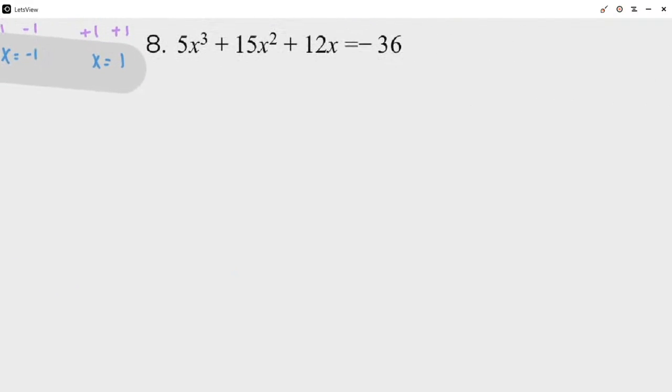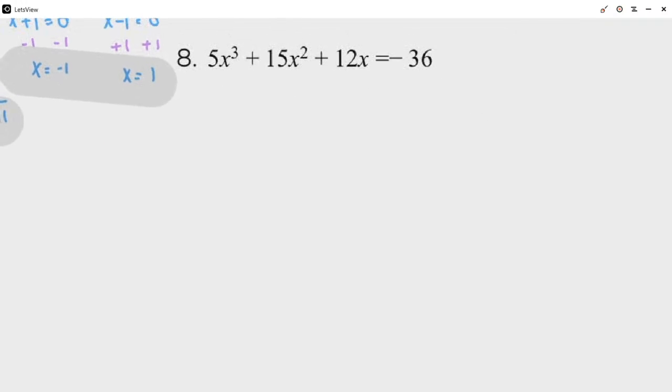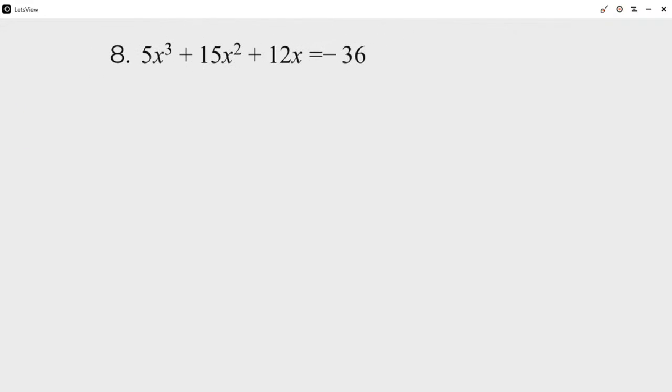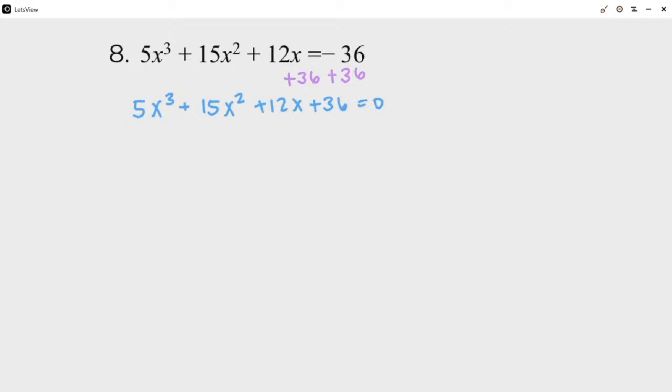Okay, this last one, we have 5x cubed plus 15x squared plus 12x equals negative 36. So first we want to move the 36 over. So we get 5x cubed plus 15x squared plus 12x plus 36 equals 0. And since we have 4 terms, we're going to factor by grouping. So I'm going to group the first 2 together and the last 2 together.